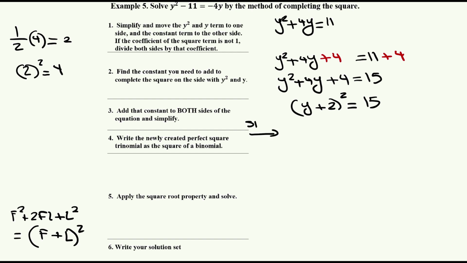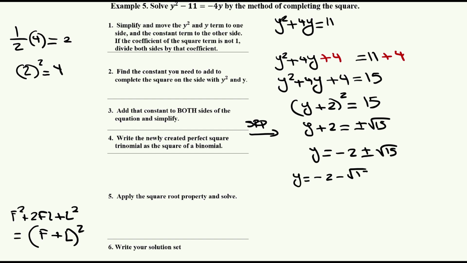So therefore, by the square root property, we get y plus 2 equals plus or minus square root of 15. Now we can go ahead and just solve that for y. So we end up with y equals negative 2 plus or minus square root of 15. And of course, this is representing two solutions. We realize that one of them is y equals negative 2 minus square root of 15, and the other one is y equals negative 2 plus square root of 15.